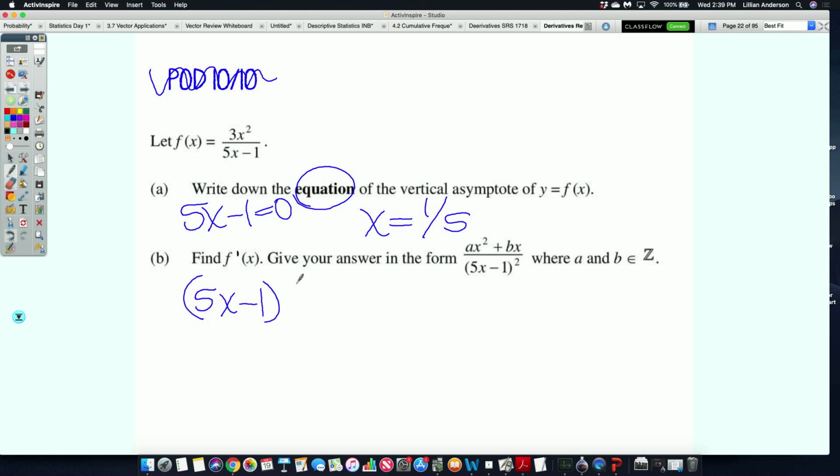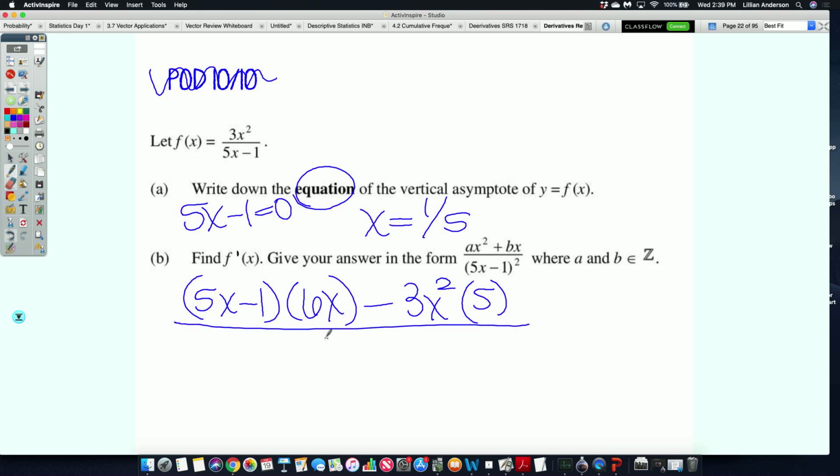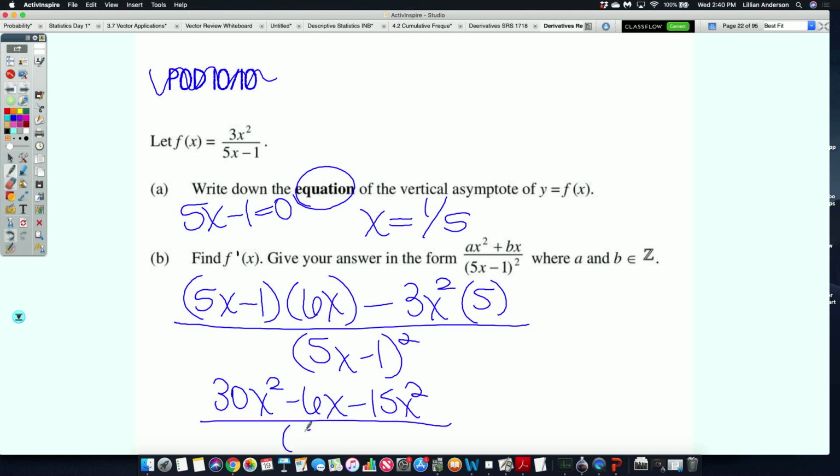Derivative, okay, it's a quotient rule. Low d high, 6x, minus high d low, which is 5, all over. And there's how they get the 5x minus 1 squared. So we just distribute, so that gives me 30x squared minus 6x minus 15x squared. So the numerator turns into 15x squared minus 6x, which is exactly what the question's looking for.